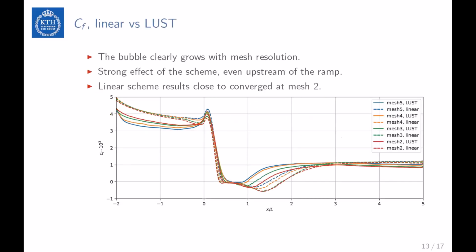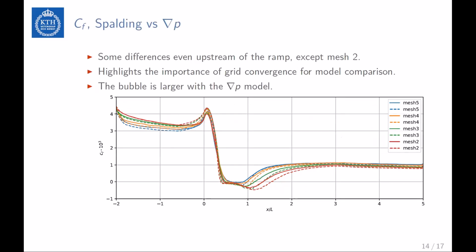So this is just Cf on the different grids in different colors, and then linear and LUST. Okay, so LUST here is solid. The main point I want to make here is that the results differ greatly. So it really does matter what you choose. Secondly, look here, for example, that on the last 2 grids for the linear scheme, we get a more or less overlapping solution. For LUST, we do not get grid convergence. So it really matters what you use.